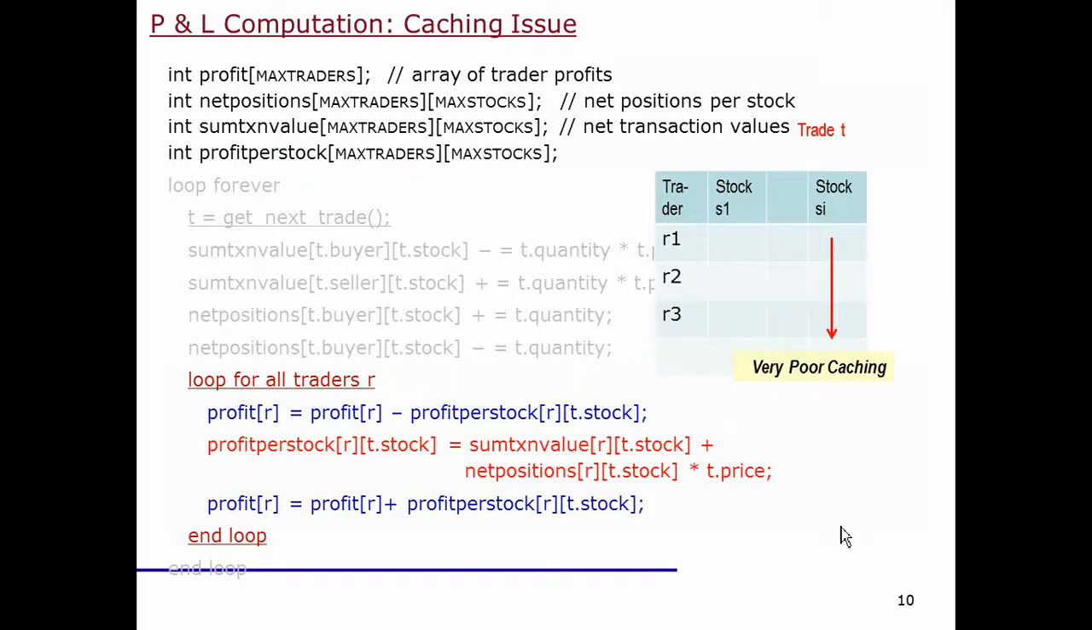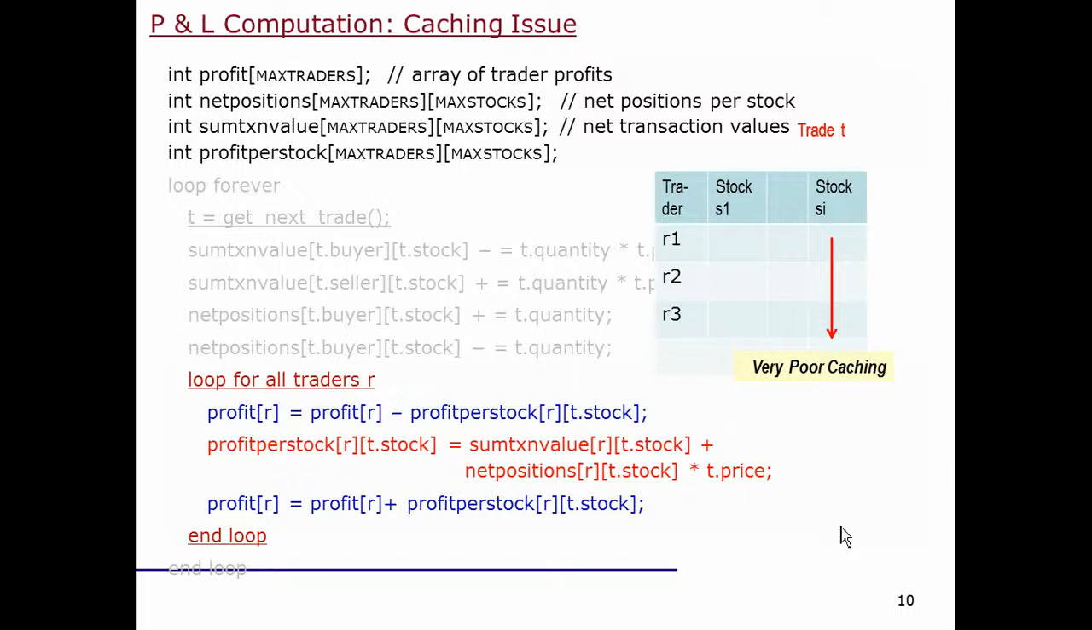Now one of the important aspects of optimization is to look at how well you are caching objects. If you look at these various data structures that we had defined, there's nothing wrong in what we have chosen, but if you look at the way in which the code is executed, the inner loop is for a given trade you run through all the traders. That means for a given stock you run through all the traders and do the computations. But if you look at the way the two-dimensional structures are defined, the first dimension is a trader and the second dimension is the stock.